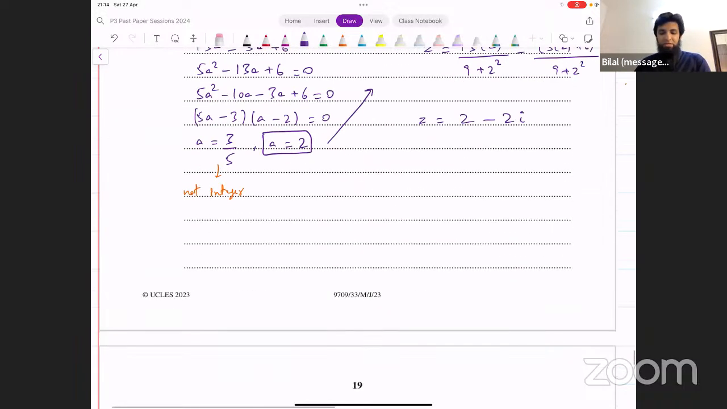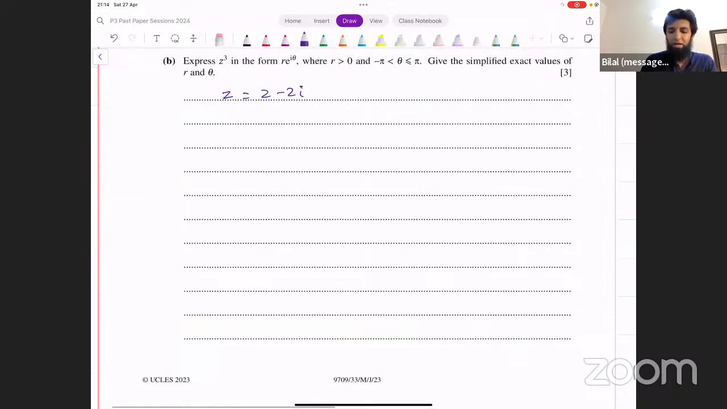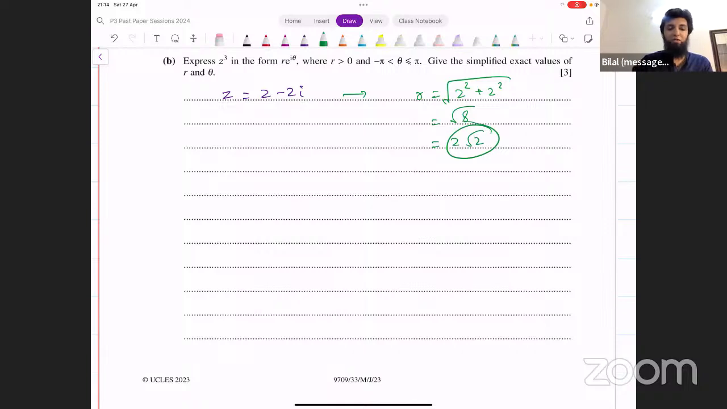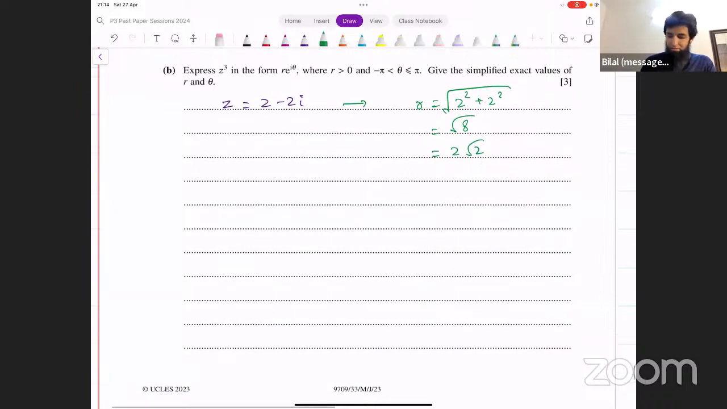First of all, let's write z in r e raised to power iota theta form. What's r? r is the square root of 2 squared plus 2 squared, which is square root of 8. And they want simplified exact values. If you put square root of 8 on your calculator, you'll get 2 under root 2. This is the simplified exact value. Square root of 8 is not simplified. 2 under root 2 is the simplified form. That's r. And then what about the angle?